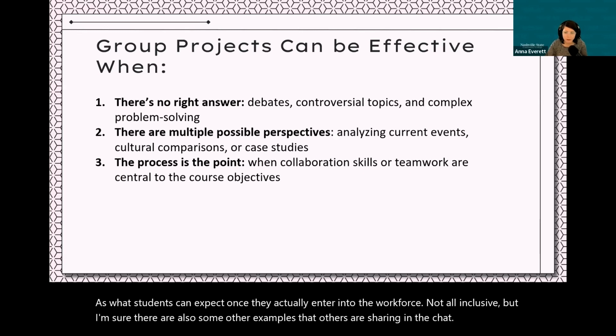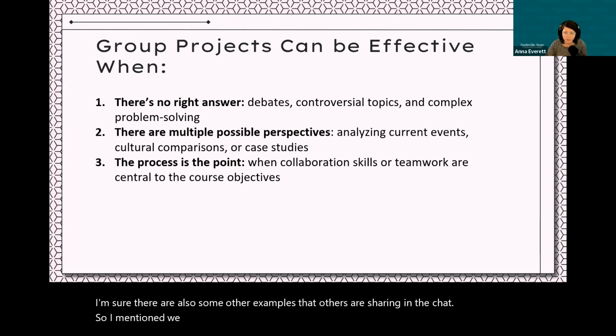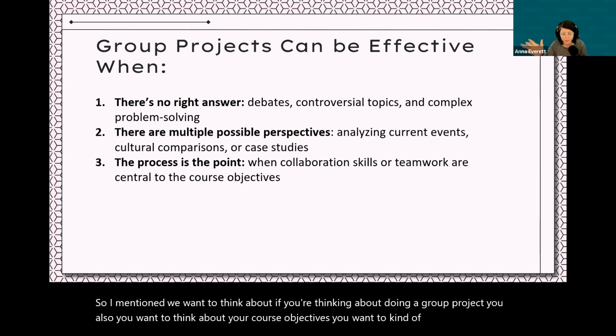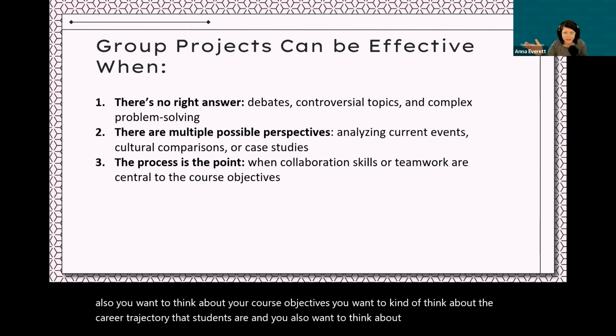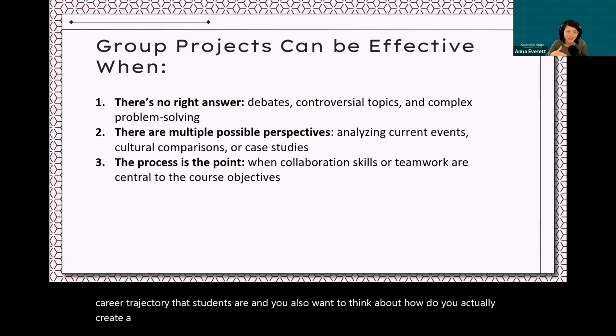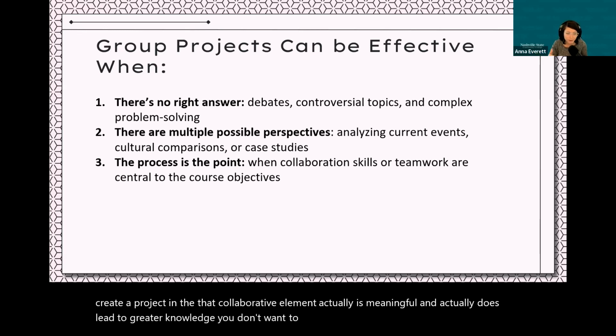So I mentioned, if you're thinking about doing a group project, you want to think about your course objectives. You want to think about the career trajectory that students are on. And you also want to think about how you actually create a project in which that collaborative element is meaningful and actually does lead to greater knowledge. You don't want to just assign work that students could just do on their own. There has to be some kind of reason why they're working as a group.